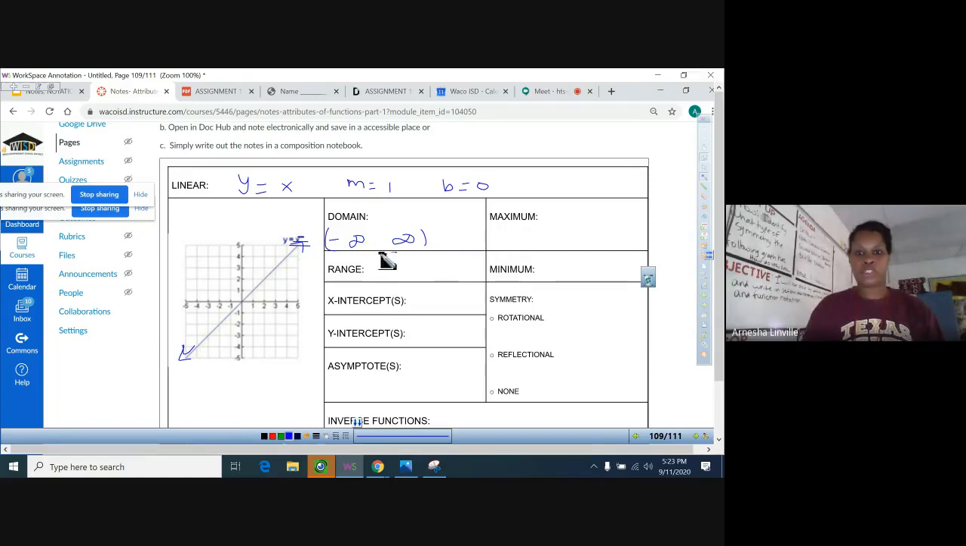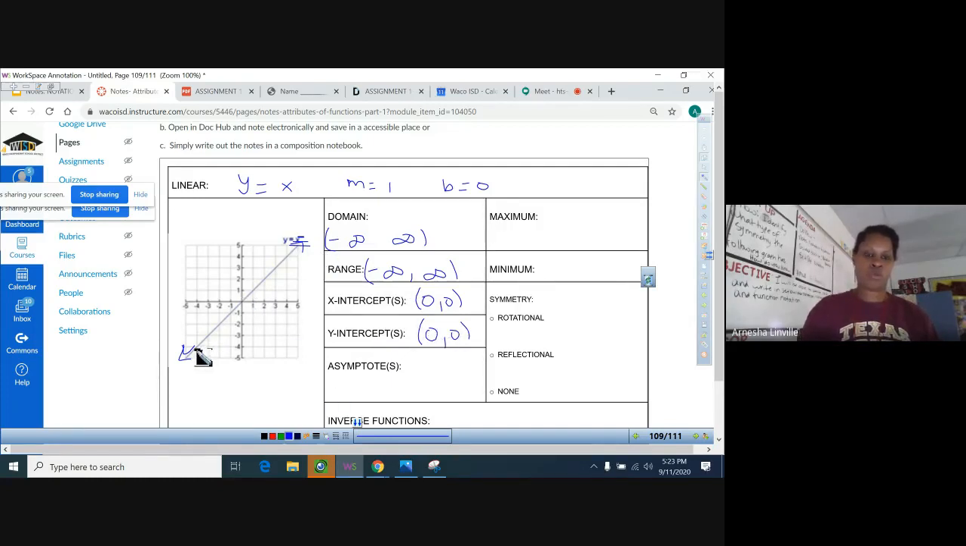All right, your range is going to go from low to high. So if you go low to high, you're still going through arrows. So if I go low, it still continues. If I go high, it still continues. So negative infinity to infinity. Your x-intercept is going to be (0, 0) because it goes through the origin. And your y-intercept is also going to be at (0, 0) because it goes through the origin.